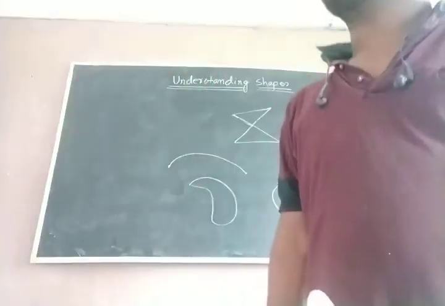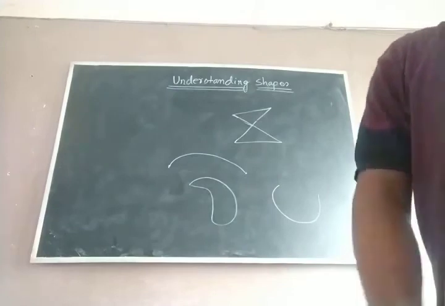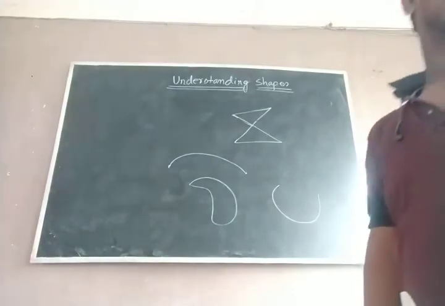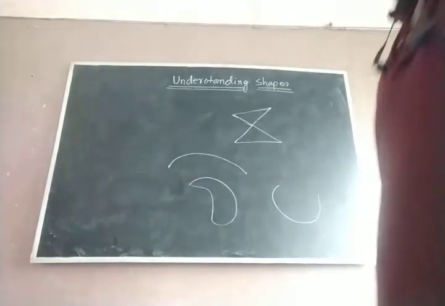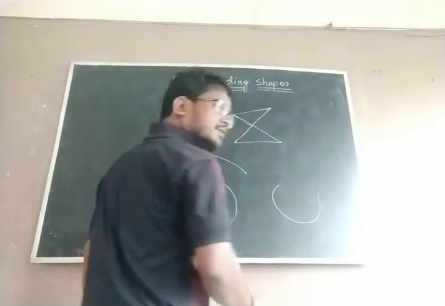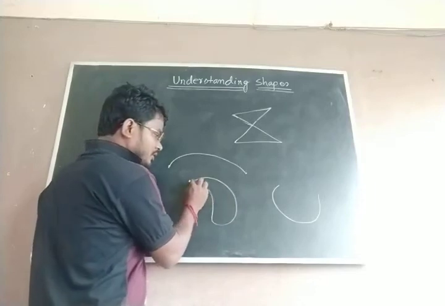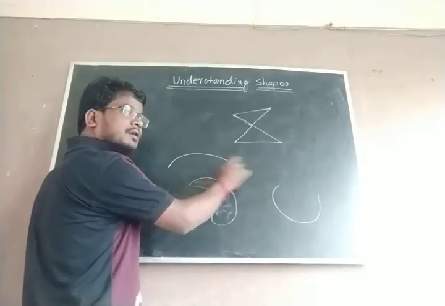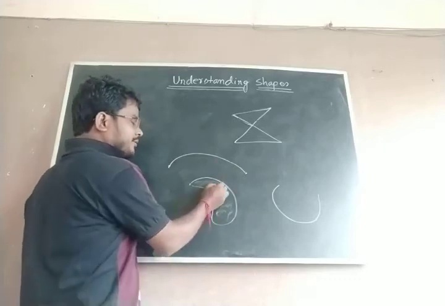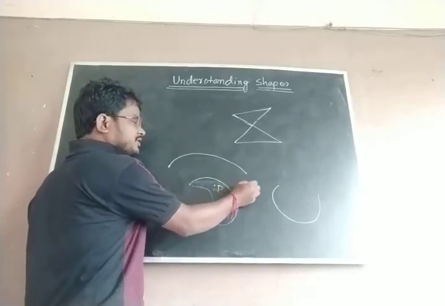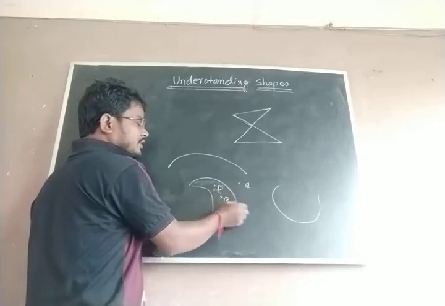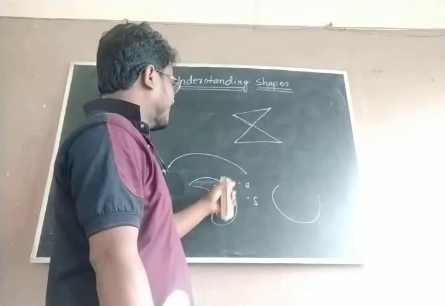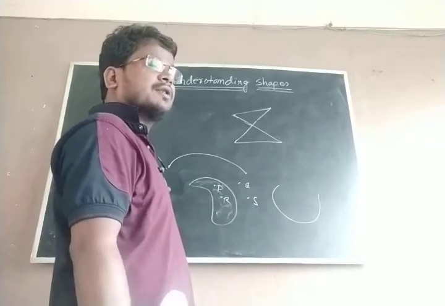Then you have to know the interior and exterior of a closed curve. Suppose I draw this closed curve. This portion is the interior portion and these are the exterior portion. If I draw this P, this Q, this R, this S, then P is called the interior point and Q and S are called the exterior points.